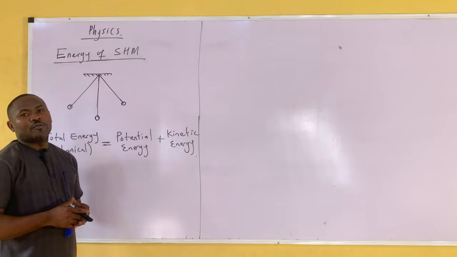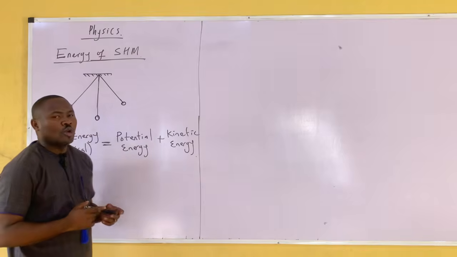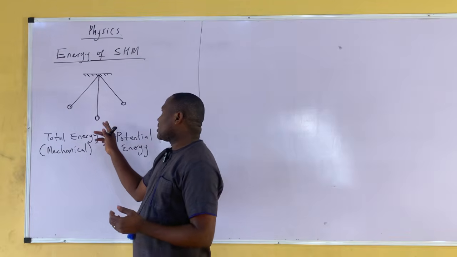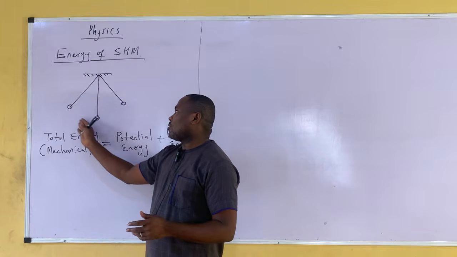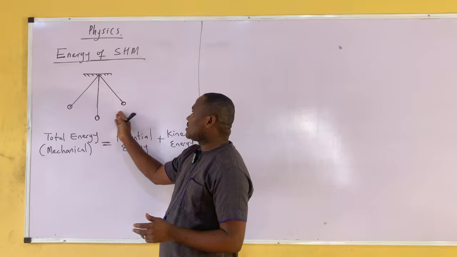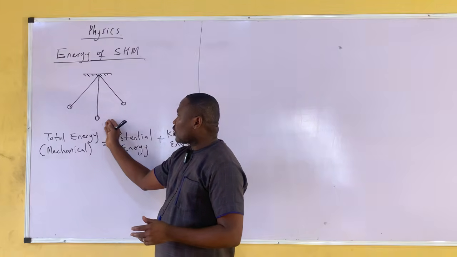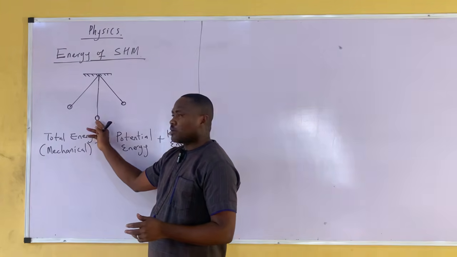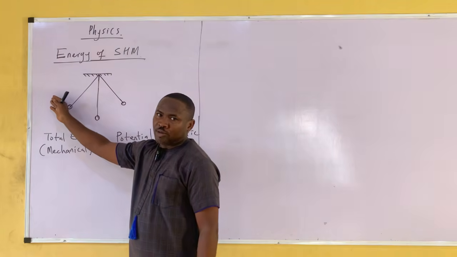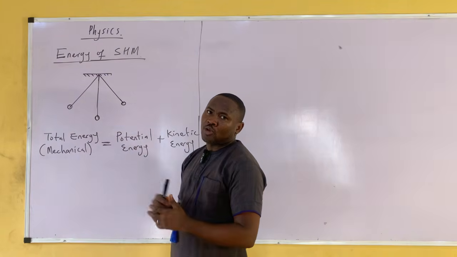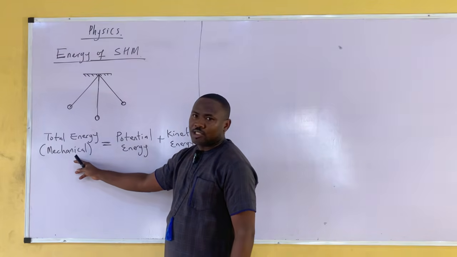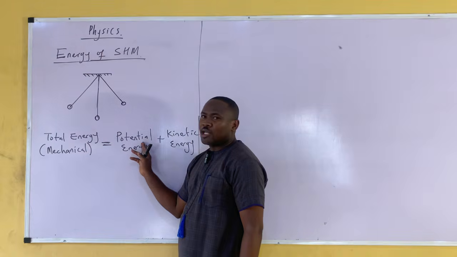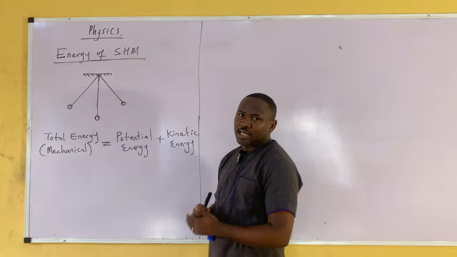Now let's look at energy of a simple harmonic motion. When you have a swinging pendulum of this nature, there are energy changes that occur as the pendulum ball swings to maximum, comes back towards the low point, this is the equilibrium point, and back to maximum again. There are energy changes that occur, but the total energy, which is the mechanical energy, is equal to the potential energy plus the kinetic energy.